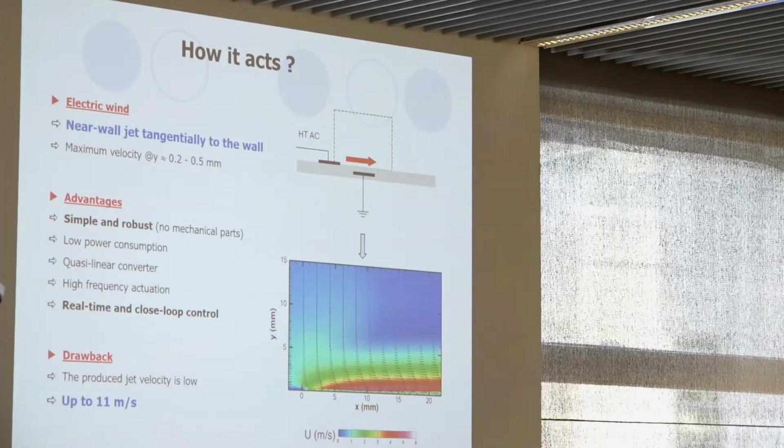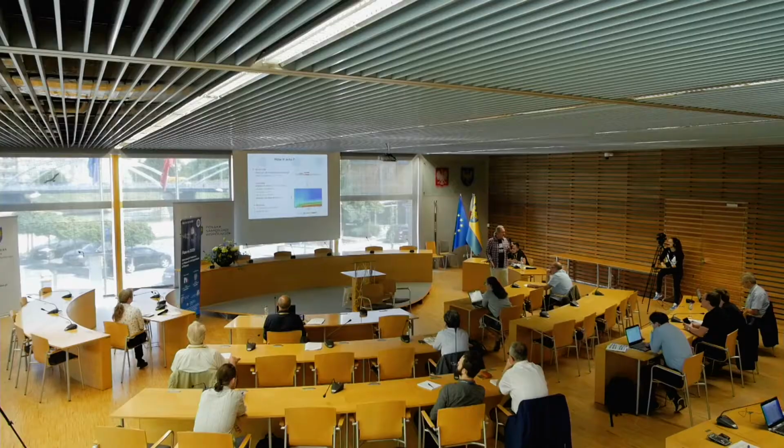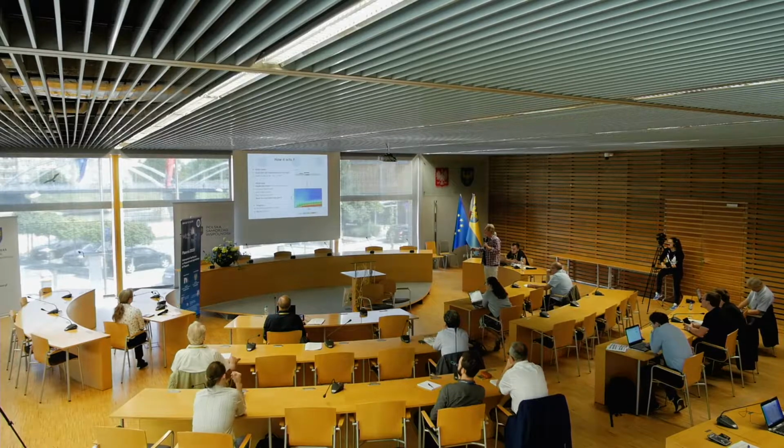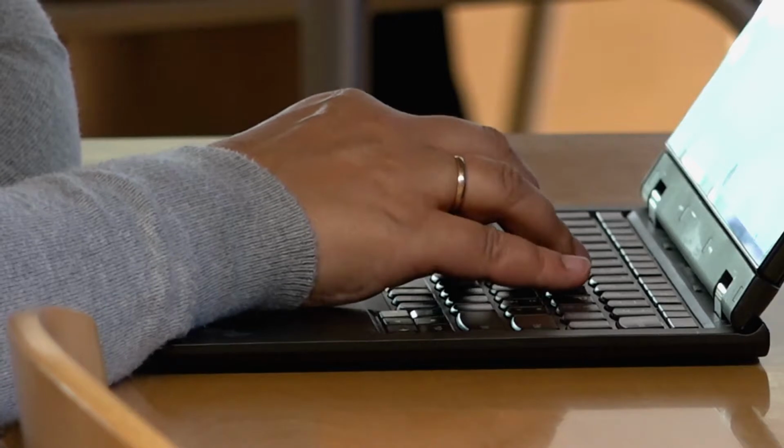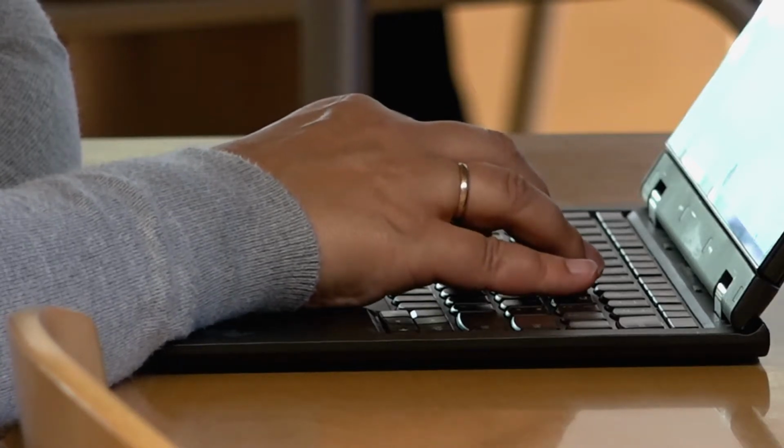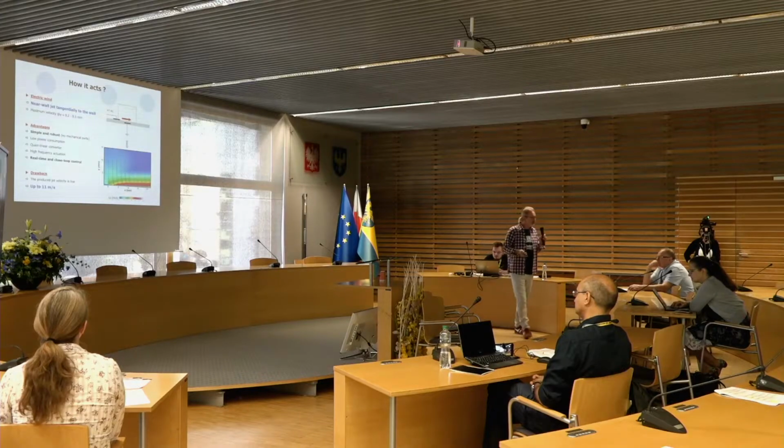These plasma actuators are very interesting because they are very simple and robust. There is no mechanical part, only 2 or 3 electrodes. They have low power consumption. We will see that they are quasi-linear converters, which is very useful for real-time and closed-loop control. But the main drawback is that the produced velocity remains slow, typically about 10 meters per second.